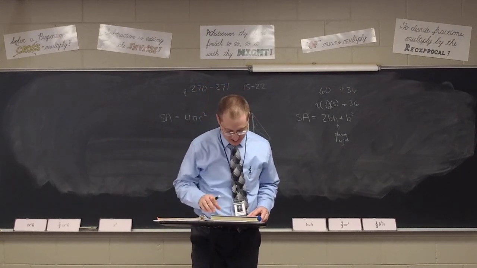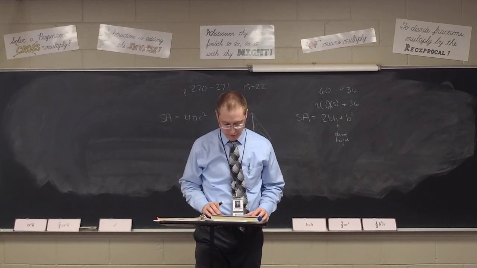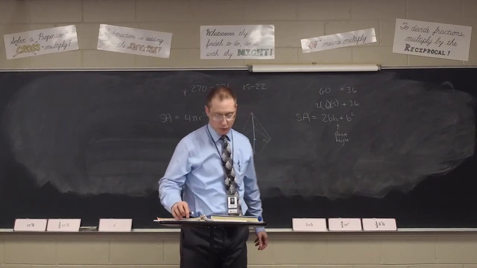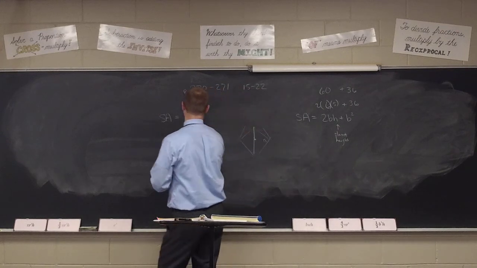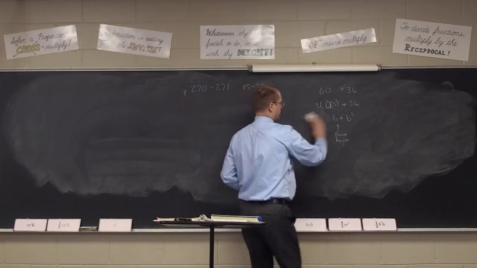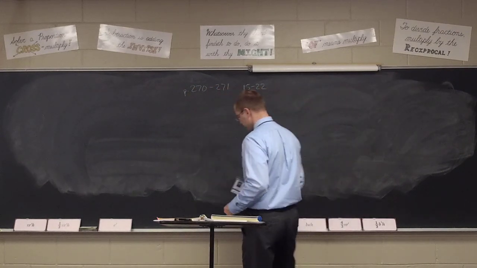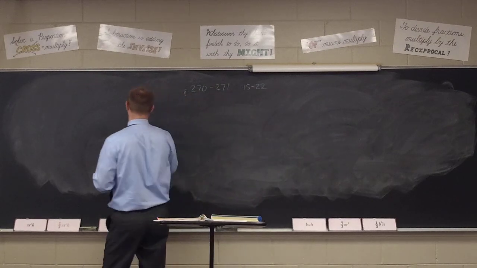All right, number 17 says find the lateral surface area and the volume of a cylinder when the radius is 2 inches and the height is 6 inches. Begs the question, what is our formula for lateral surface area of a cylinder? Josh? 2 pi r h. Good, the 2 pi r h.